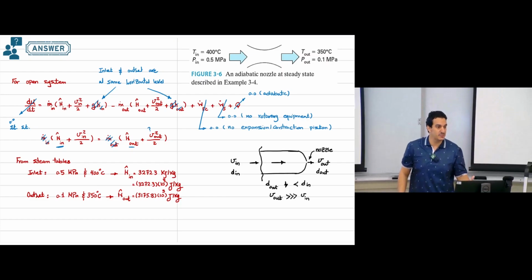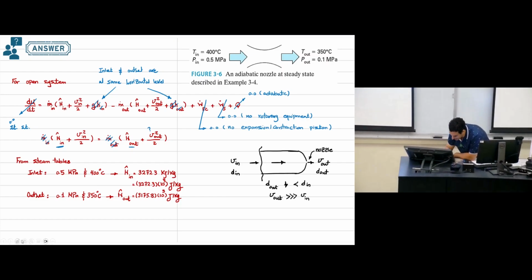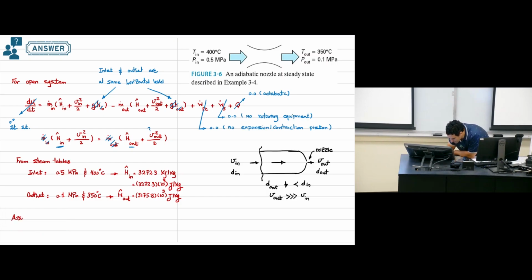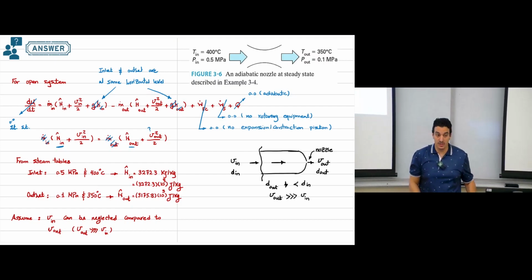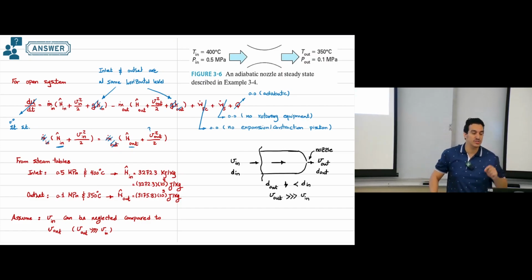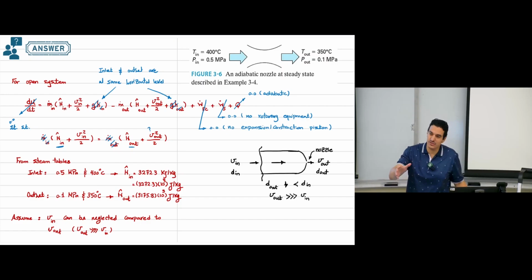Because we understand the mechanism by which the nozzle works, we can assume that the inlet velocity, which is too small, can be neglected compared to the outlet velocity, because again the outlet velocity is much larger than the inlet velocity. This is the case we have in nozzles. This will not be the case in different devices. So for each device, you should understand how it operates, because for each device there are some logical assumptions that you can propose, and this can help you to simplify the equation.